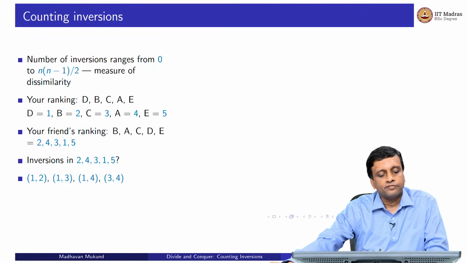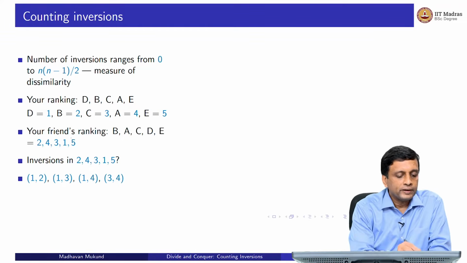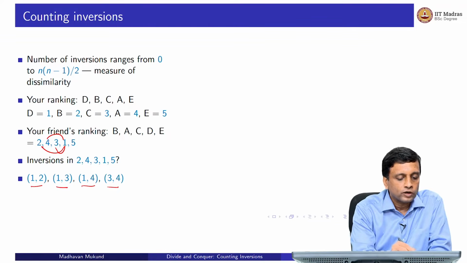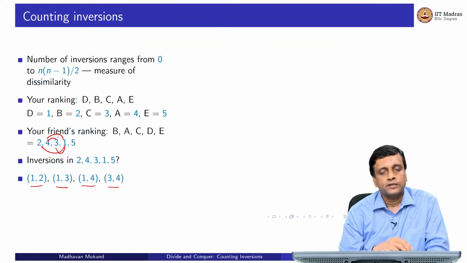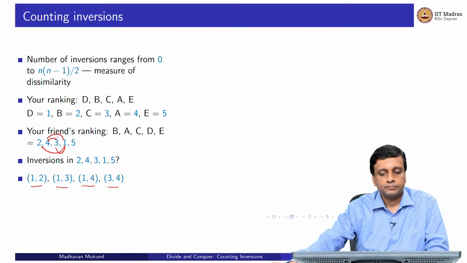So the total number of inversions in this is these pairs. So 1 and 2 are inverted because they are in the wrong order. 1 and 3 are inverted because they are in the wrong order. 1 and 4 are inverted because they are in the wrong order. And 3 and 4 are also inverted because they are in the wrong order. Every other pair is in the correct sequence with respect to your 1, 2, 3, 4, 5 ascending order. So we would say that in this case there are 4 inversions.